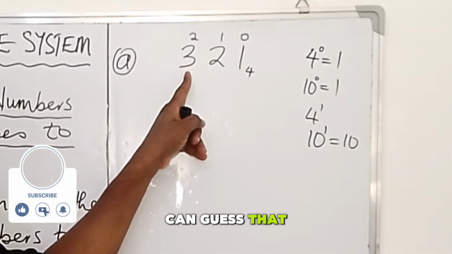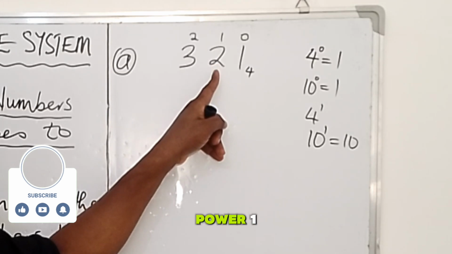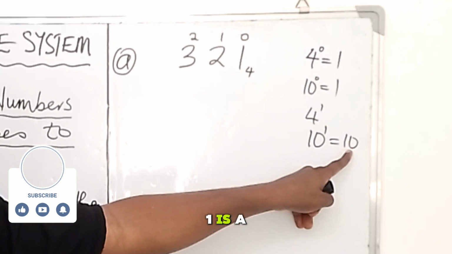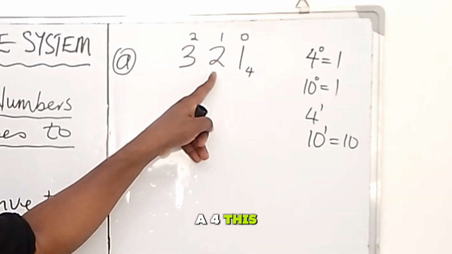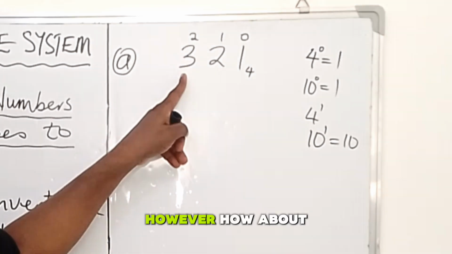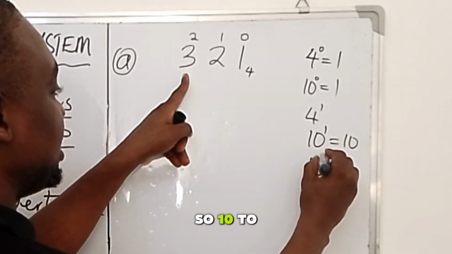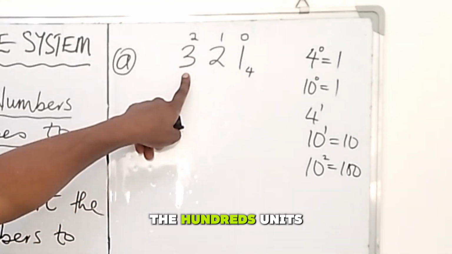I'm sure you can guess that this is 100. Yes, because this is 4 to power 1, which is a 4 itself. Of course, 10 to power 1 is a 10. This is in base 10. So 4 to power 1 is a 4. This is in base 4. However, how about to power 2? Let's start with a 10 so we can relate. So 10 to power 2, this is 100. So this is the hundreds unit.